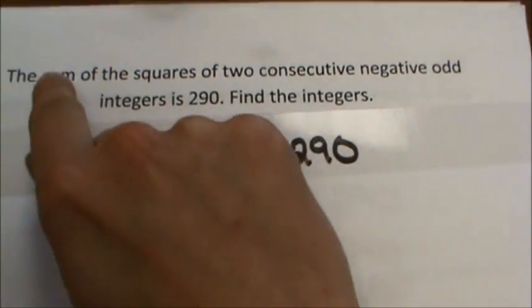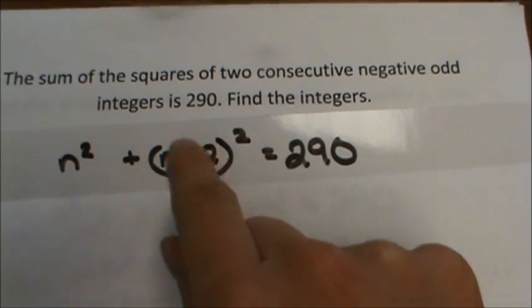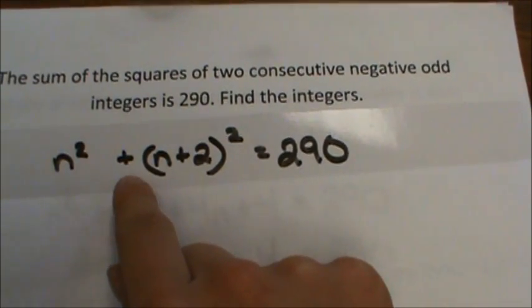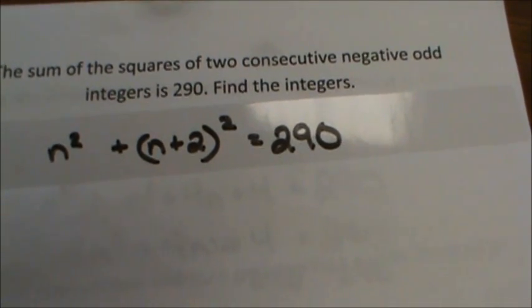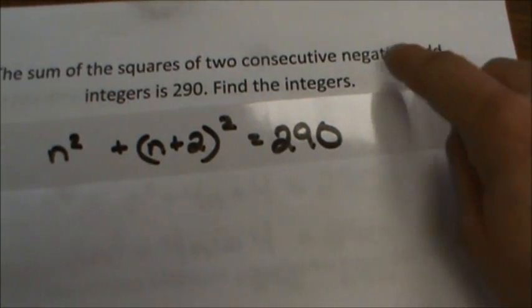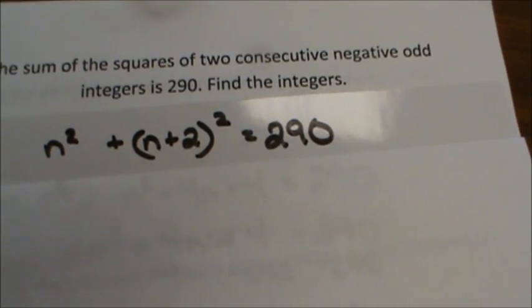But remember, the problem is saying the sum of the squares. So that's why I have this squared. The sum, that's the adding sign right here, of the squares of two consecutive negative odd integers is 290. Again, I'm ignoring this negative part right here until the end of the problem. How do I solve this?